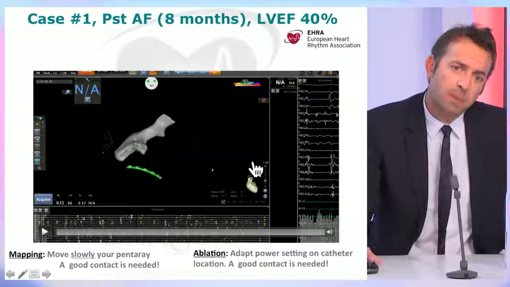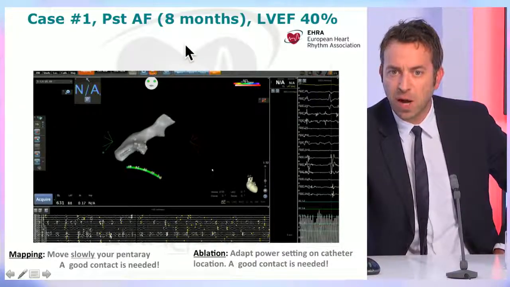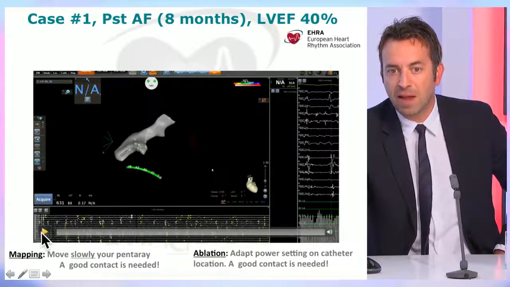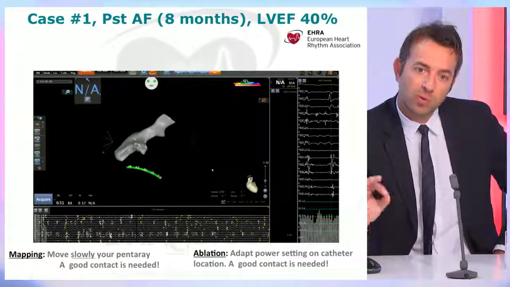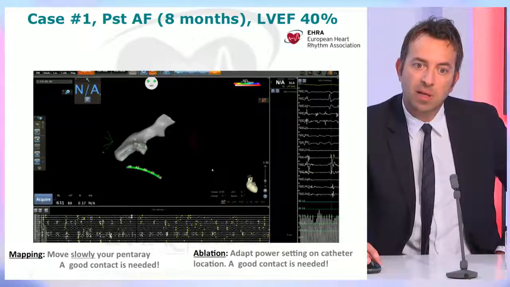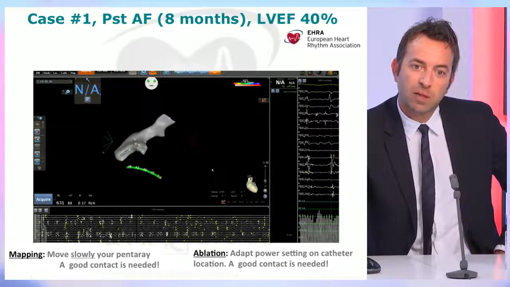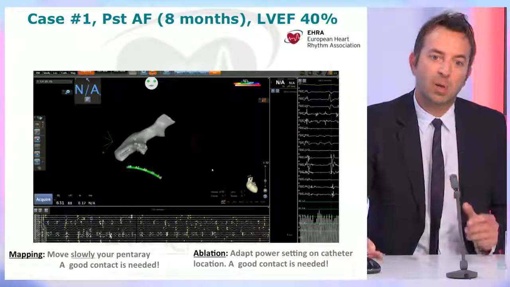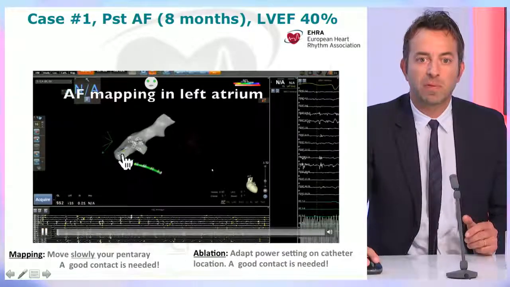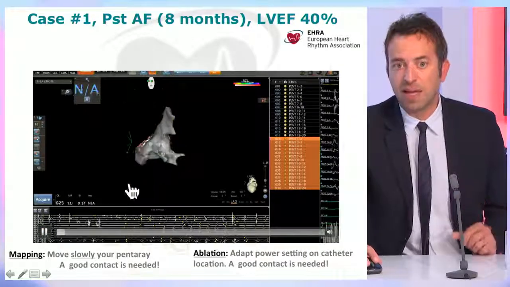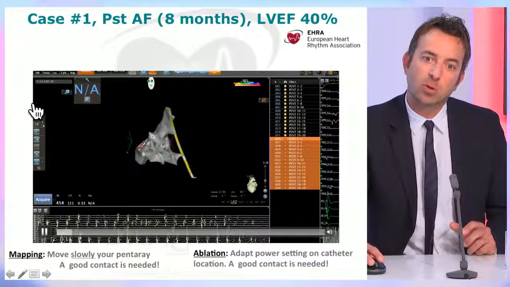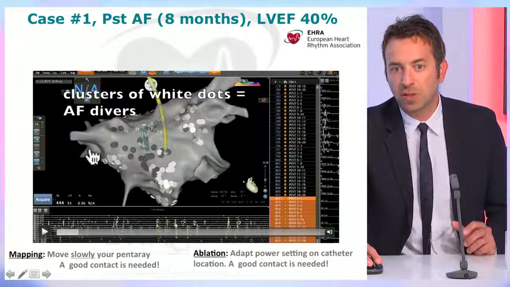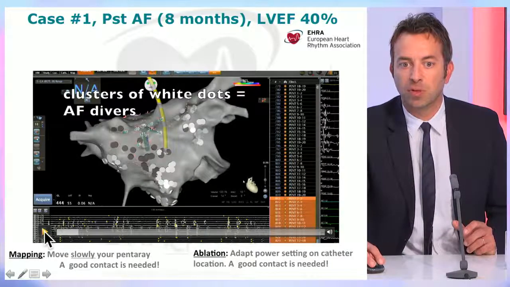So let me come back to the first case, the first patient, with persistent AFib for 8 months and low left ventricular ejection fraction. We started the procedure by performing left atrial mapping with the PentaRay catheter. This movie is accelerated, so the speed is not the natural speed. In real life, we try to move our PentaRay catheter very slowly and to have very good contact of the splines on the left atrial wall. We create the LA shell, and we visually select electrograms that show dispersion. We tag this area of dispersion with clusters of white dots on the 3D geometry.